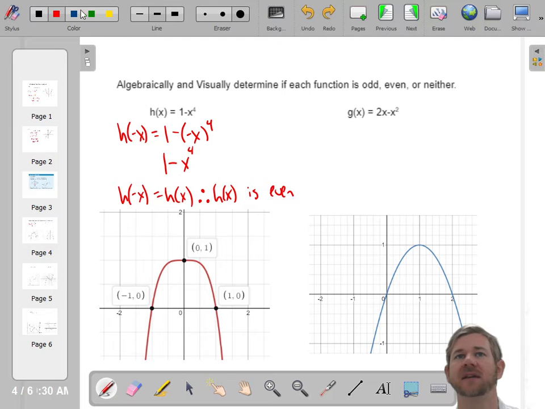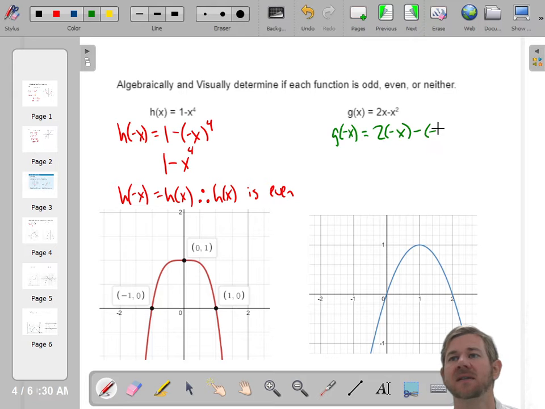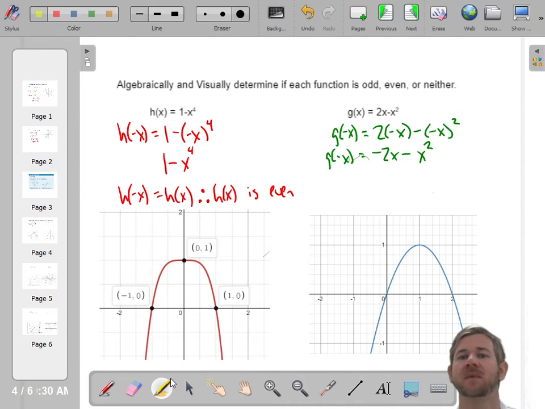Let's test g of x. So we're going to do the same thing. We're going to plug in negative x every time. 2 times negative x minus negative x squared. Everywhere I see an x, I'm just going to put a negative x in parentheses and we'll see what happens. 2 times negative x is negative 2x, and negative times a negative is a positive, so we're subtracting. This cancels out. And now we'll look at it and say, are these the same?